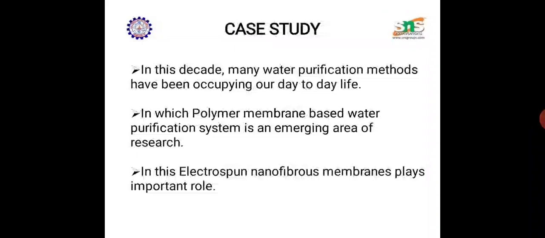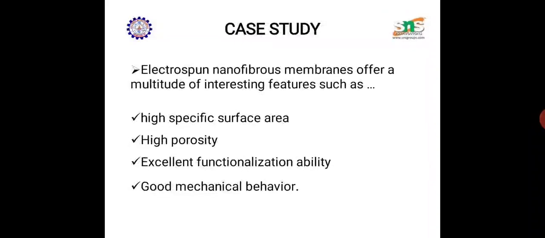We can prepare a thin film membrane, or we can prepare this membrane with small nanofibers. These nanofibers can be used with the electrospinning. So with the electrospinning, we create some nanofibers with the membrane. This membrane has multiple features, like a high surface area. So more surface area, more absorbing and filtering capacity, high porosity, excellent functionalization ability, good mechanical behavior that can be easily washed or reused, etc. So there are a lot of things available.